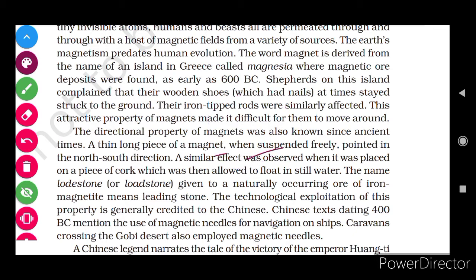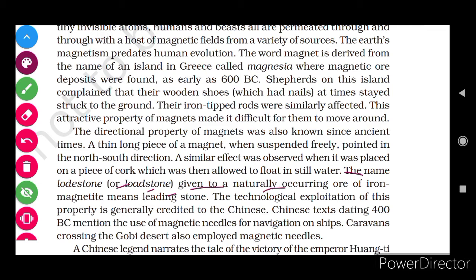A similar effect was observed when it was placed on a piece of cork, which was then allowed to float in still water. We must have done or read this activity: we insert a magnetic needle in a cork and put it on water, and it will again point in the north-south direction, because we know the earth also has a magnetic field.